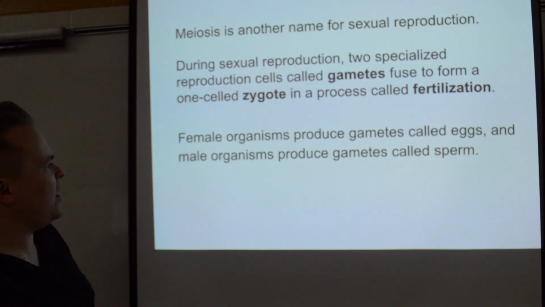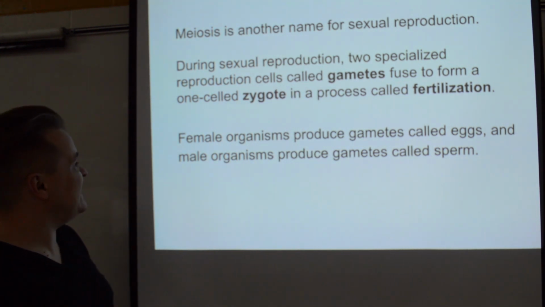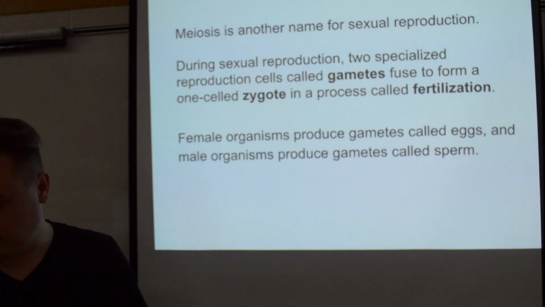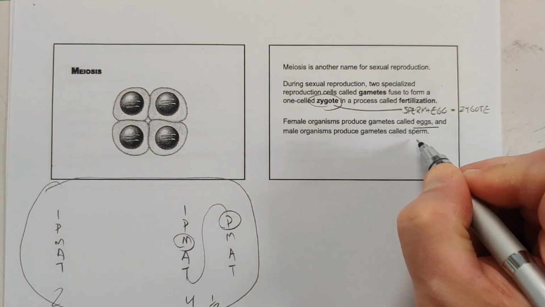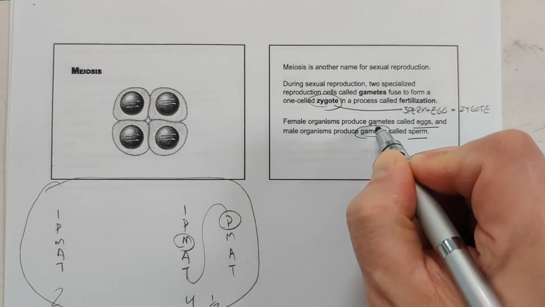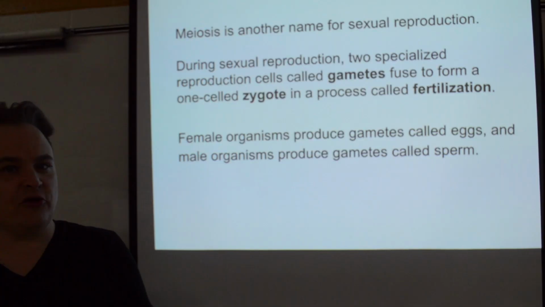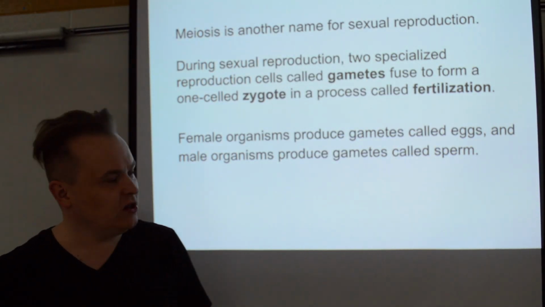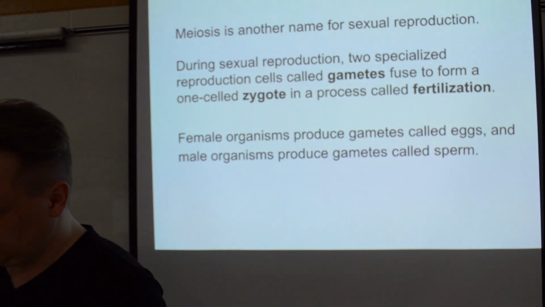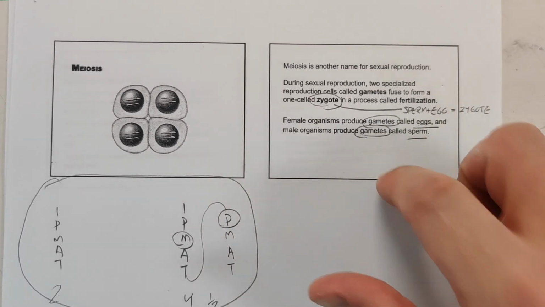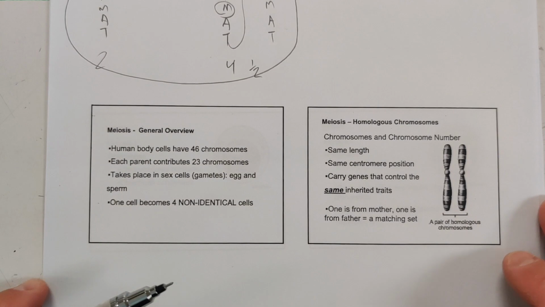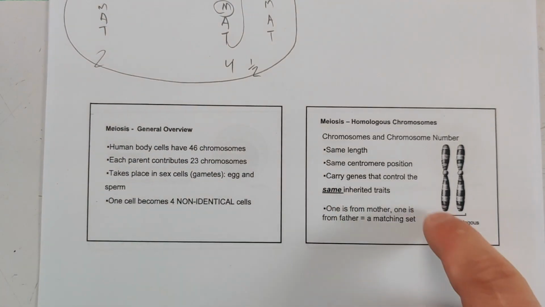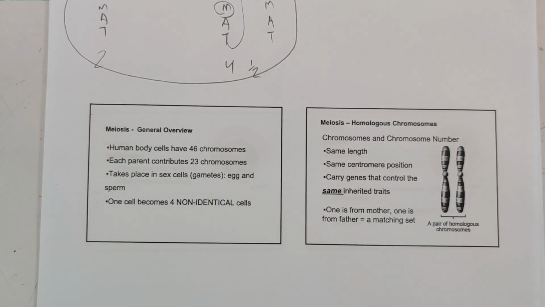Female organisms produce gametes called eggs, and male organisms produce gametes called sperm. And gametes is an important word. Gametes is another word for sex cells, sperm and eggs. So far, so good. Don't panic yet. So if you've made these notes here, you're good. Let's move on to the next slide right here, meiosis overview, and then we'll talk about chromosomes.